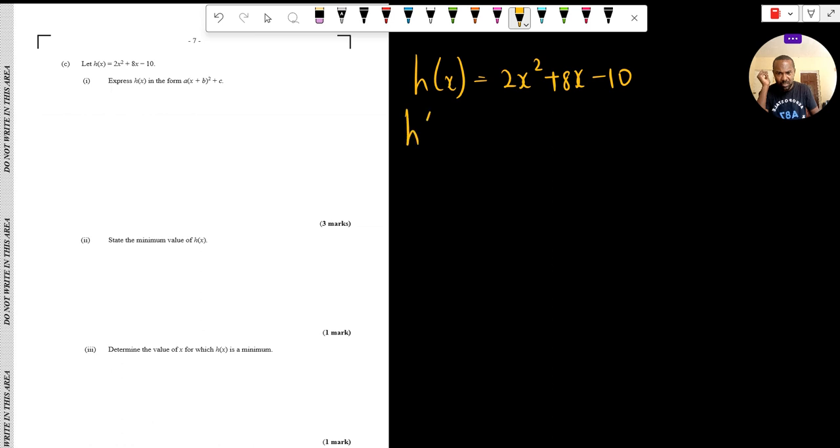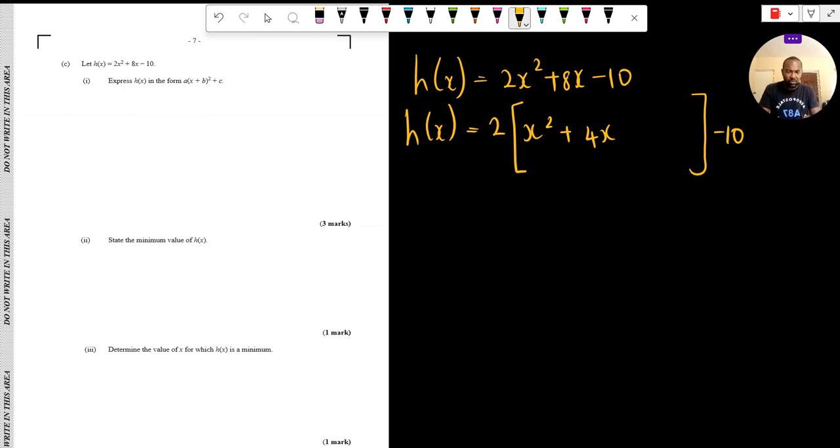All right? So this is what we will do. We'll say h of x equals, I'll open a square bracket. Well, before I open the square bracket, I must factor out the 2. So I get 2 square bracket. Then I will give me x squared plus 4x. I will leave some space inside and I will put the minus 10 outside.